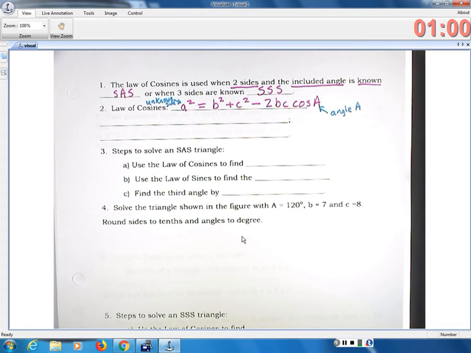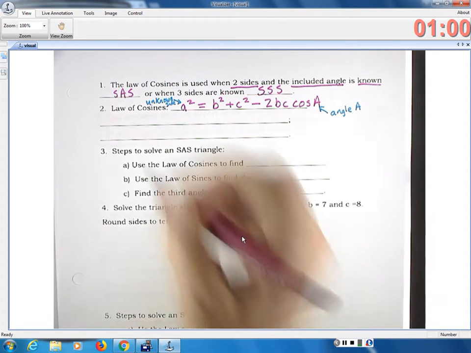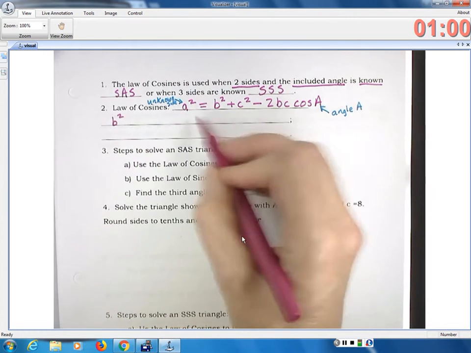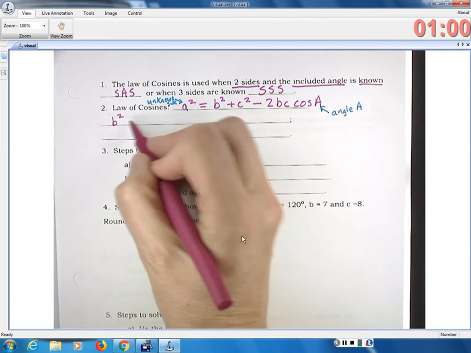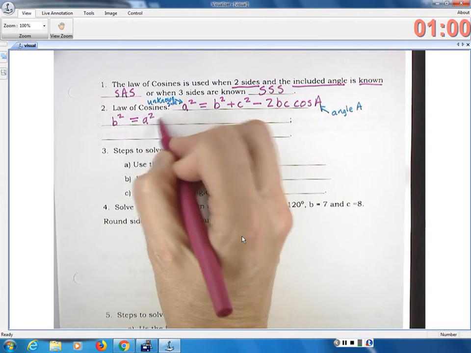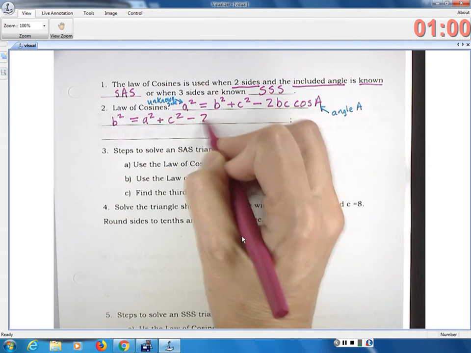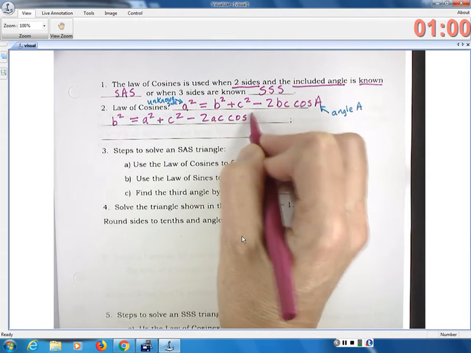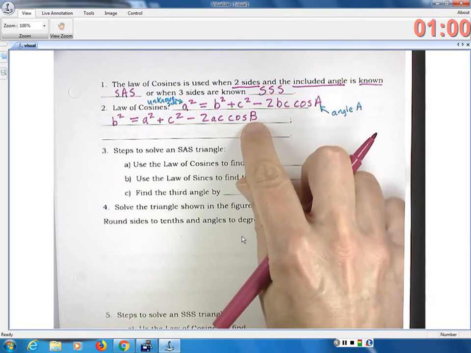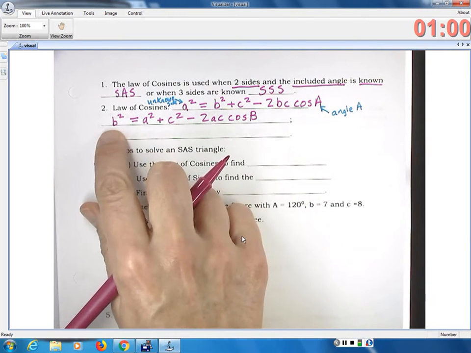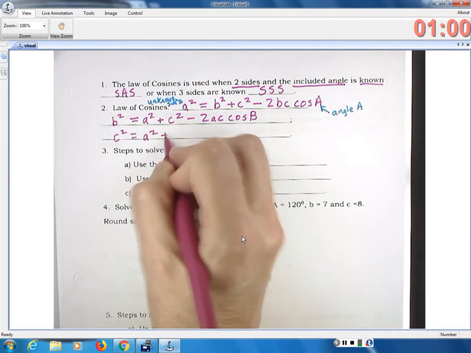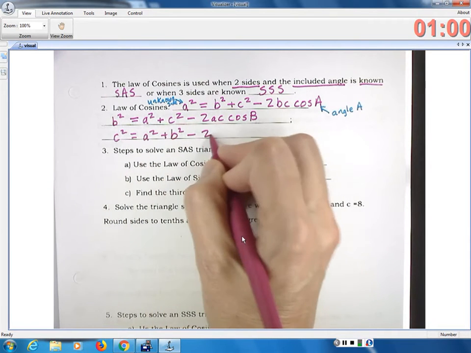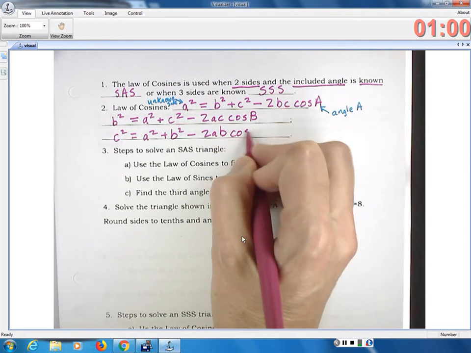So it's b squared. It depends what you're looking for. If you're looking for side A, you want to set it up this way. It can also be written this way: it's cosine of capital B because we have b squared on the left here. Or it can be written as c squared equals a squared plus b squared minus 2ab cosine C.